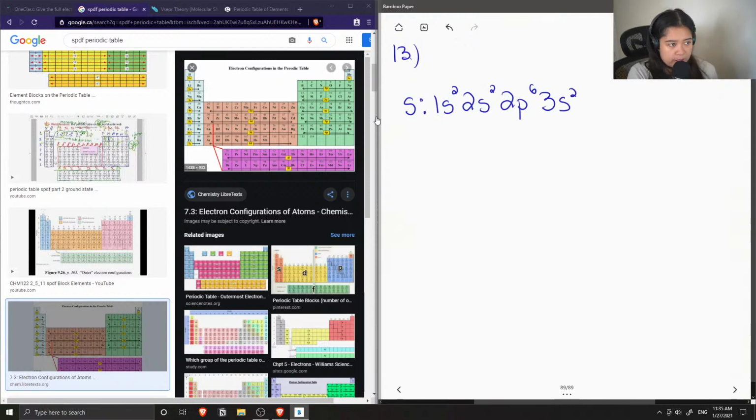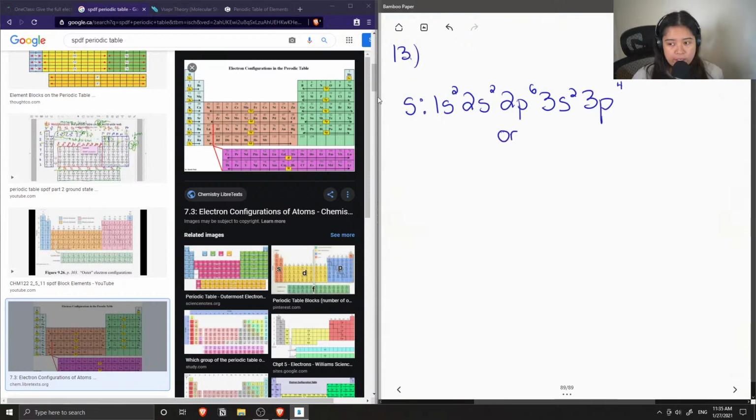And then we get to 3p, which is where our sulfur is. And then we just count out 1, 2, 3, 4 electrons in this p orbital. And now this is the electron configuration of sulfur.